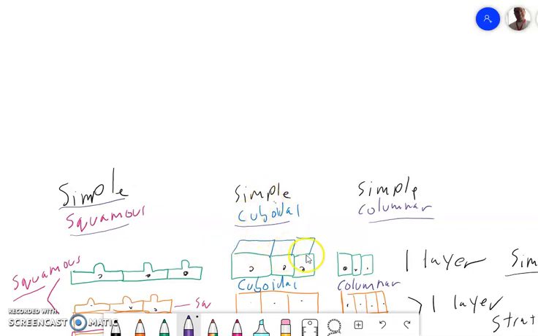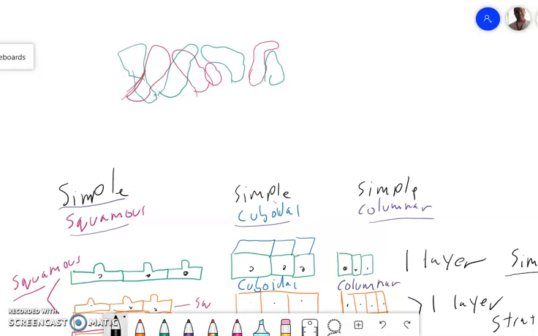Simple cuboidal lines tubes, such as your kidney tubules, and you have both secretion and absorption in them. In simple columnar, you need larger cells, so they're more column-shaped cells. And then we looked at this weird one called pseudostratified columnar epithelial. Boy, that's a long name. So here is the weird one.